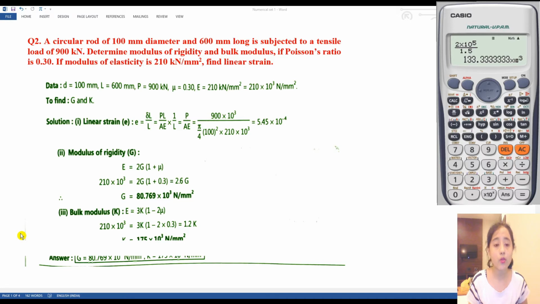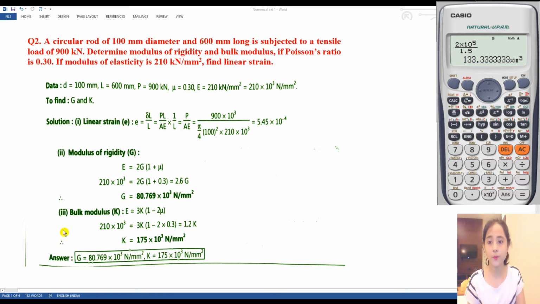How do we find modulus of rigidity? We find it from the relationship between modulus of elasticity E and modulus of rigidity G. We need to use that relation to find the value of G. Okay, and then next we are asked to find bulk modulus. Bulk modulus is signified with symbol K. We will use the relationship between modulus of elasticity and bulk modulus.